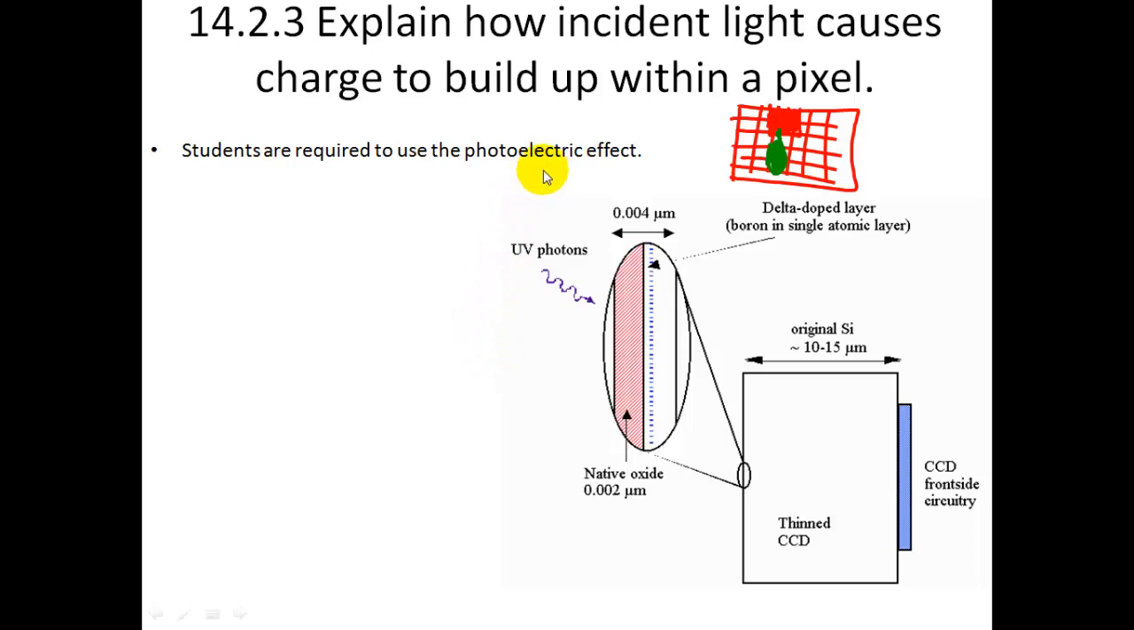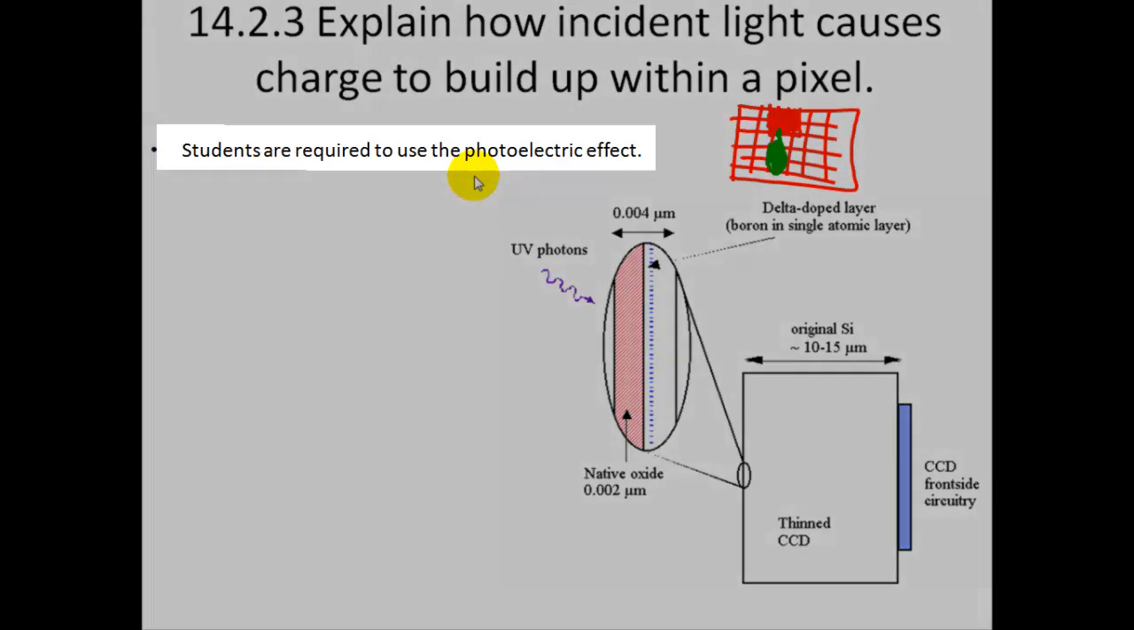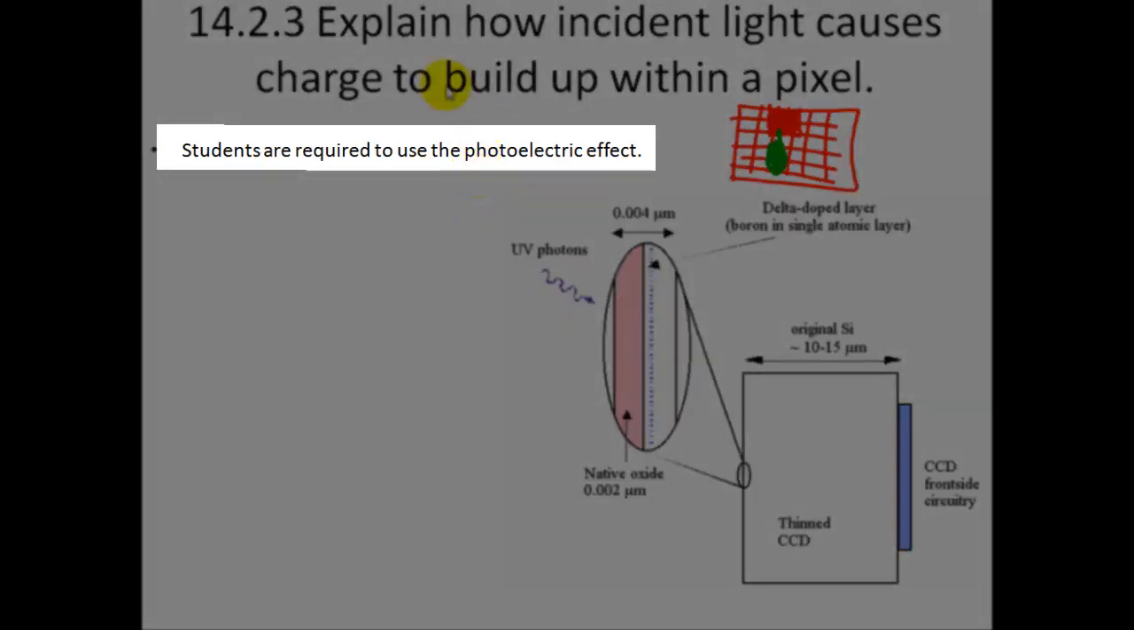In a CCD, we have silicon chips divided into pixels. Each pixel behaves as an individual capacitor, which means it stores charge. And you need to know that the charge is generated by an effect called the photoelectric effect.